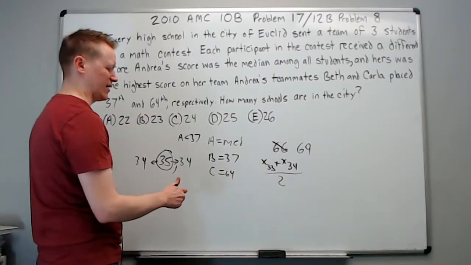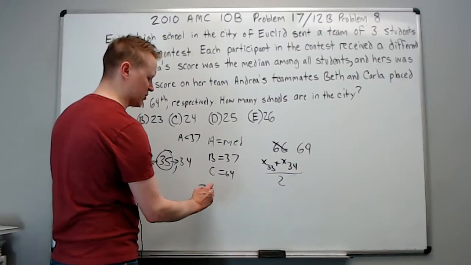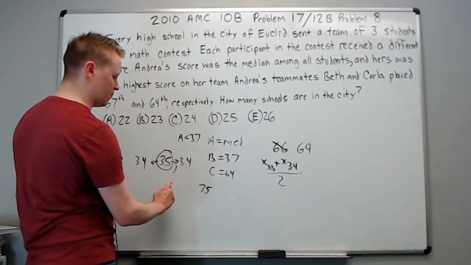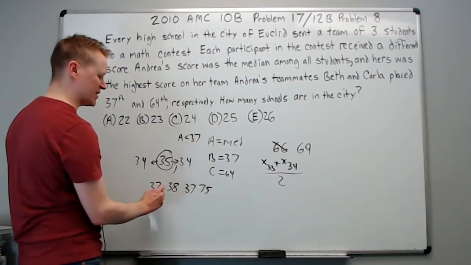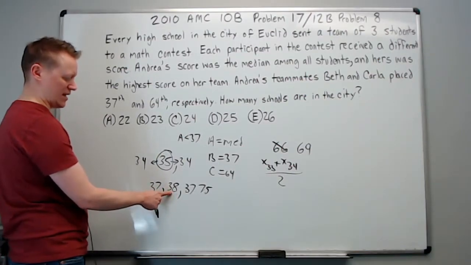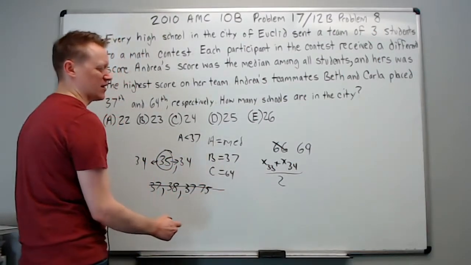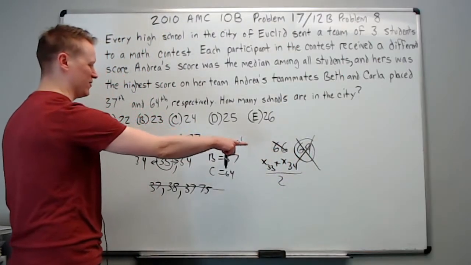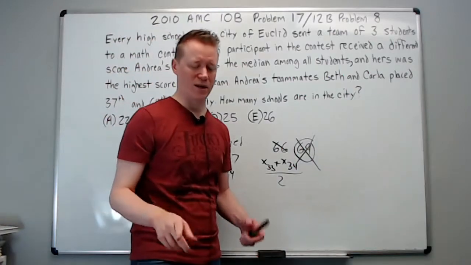Let's just double check. If there's 72, that won't work. 75 is a multiple of 3. It would require, though, that the middle student be the 38th student with 37 on their left and 37 on their right. And you can't have that because that would mean that Andrea came in 38th place, which is worse than Beth's. So it can't be 75. There must be 69 students, and that's not the answer. You have to divide it by 3 to get the number of schools, which is 23.